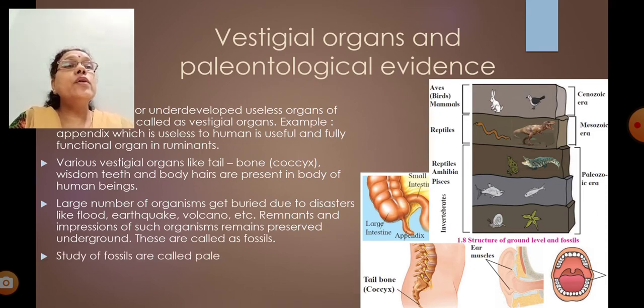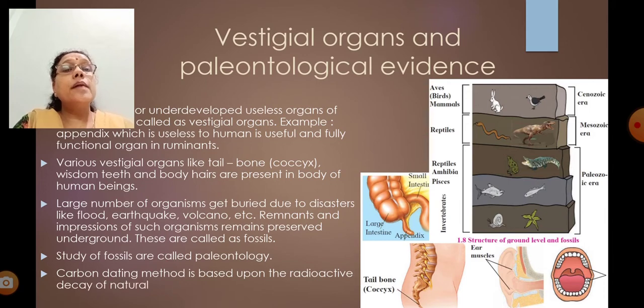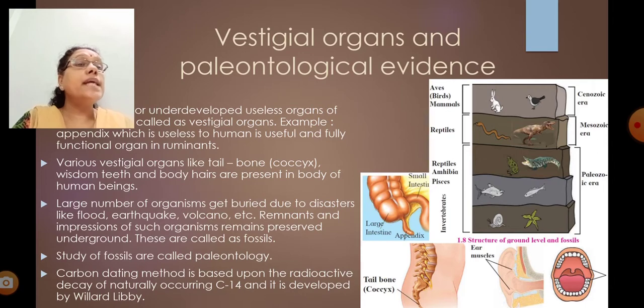Impressions or remnants. The study of fossils is called paleontology. In science, there is one separate branch, known as paleontology. Then carbon dating is another method. The carbon dating method is based upon the radioactive decay of naturally occurring C14 and was developed by Willard Libby. This method is used to find the age of the fossil, whether the fossils were 200 or 1000 years old. Nowadays this is also used for the investigation of any death case. They find out how many days back the death occurred or the murder happened. All that investigation is also done with the help of the carbon 14 dating method.